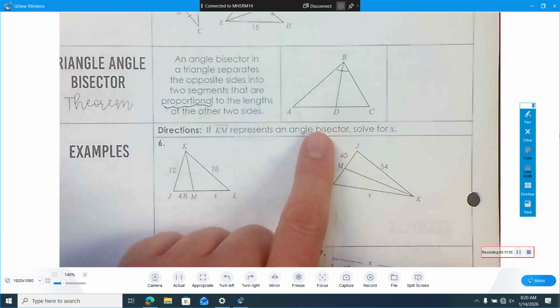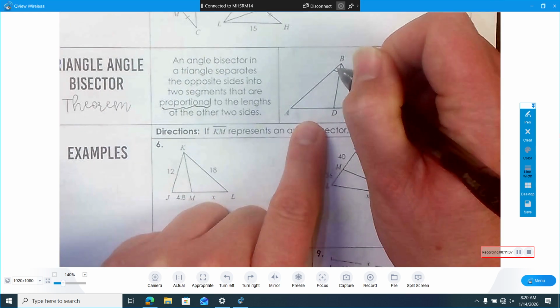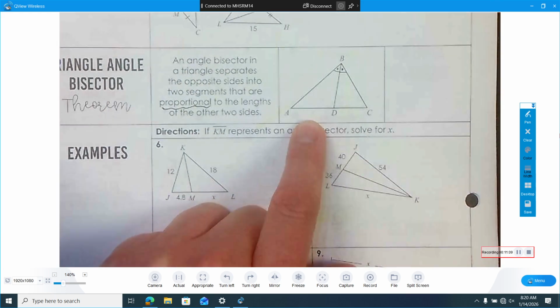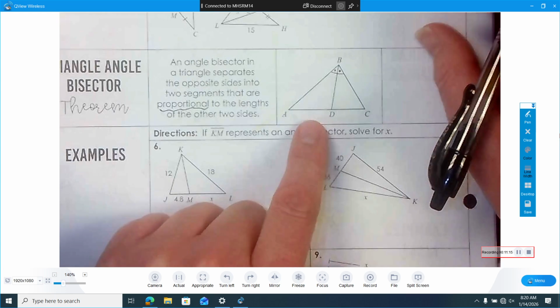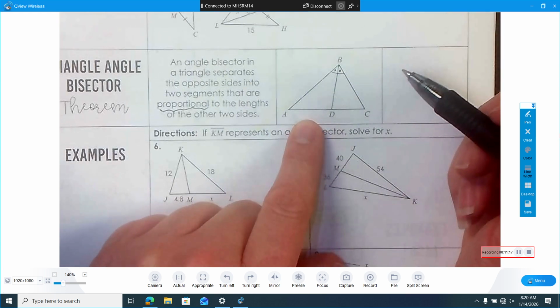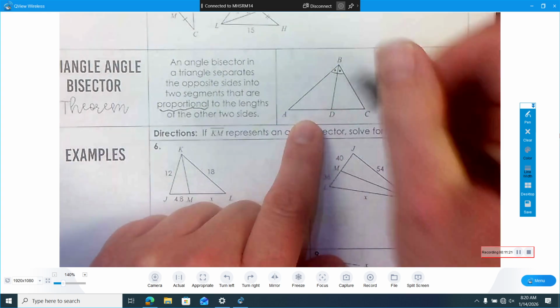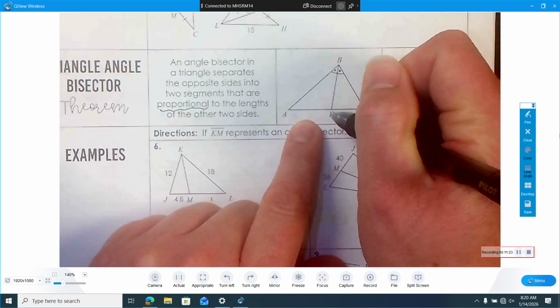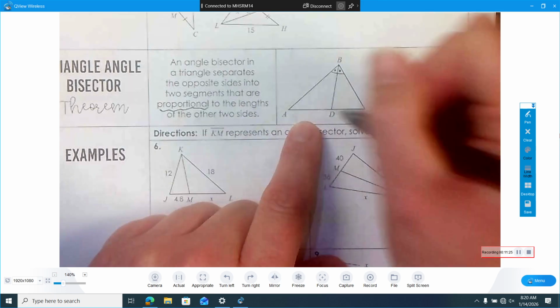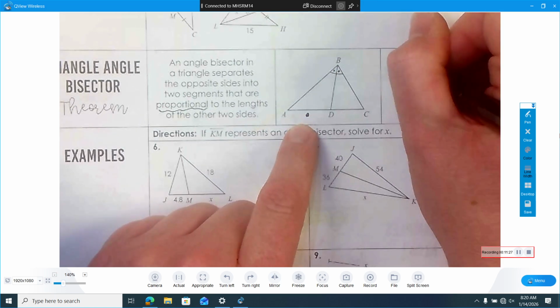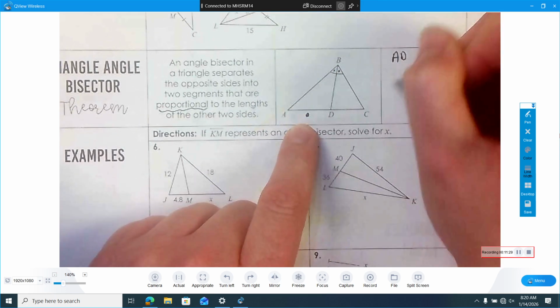So once again, if I have this angle bisector here, I'm bisecting an angle, I get some proportionality statements here. So we have two segments that are created from this angle bisector. So that is AD and DC.